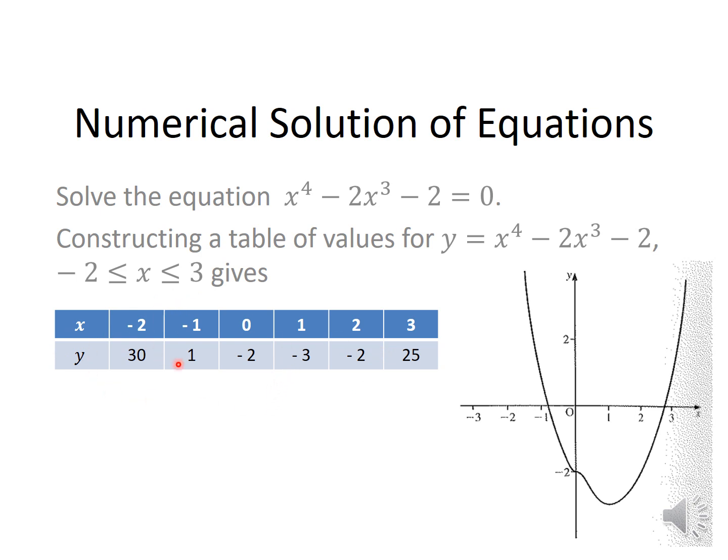After we construct our table, sketch a graph, and you realize that the first root is between -1 and 0. The value here is -0 point something. And for the second root, the value is between 2 and 3. So the root here is 2 point something.